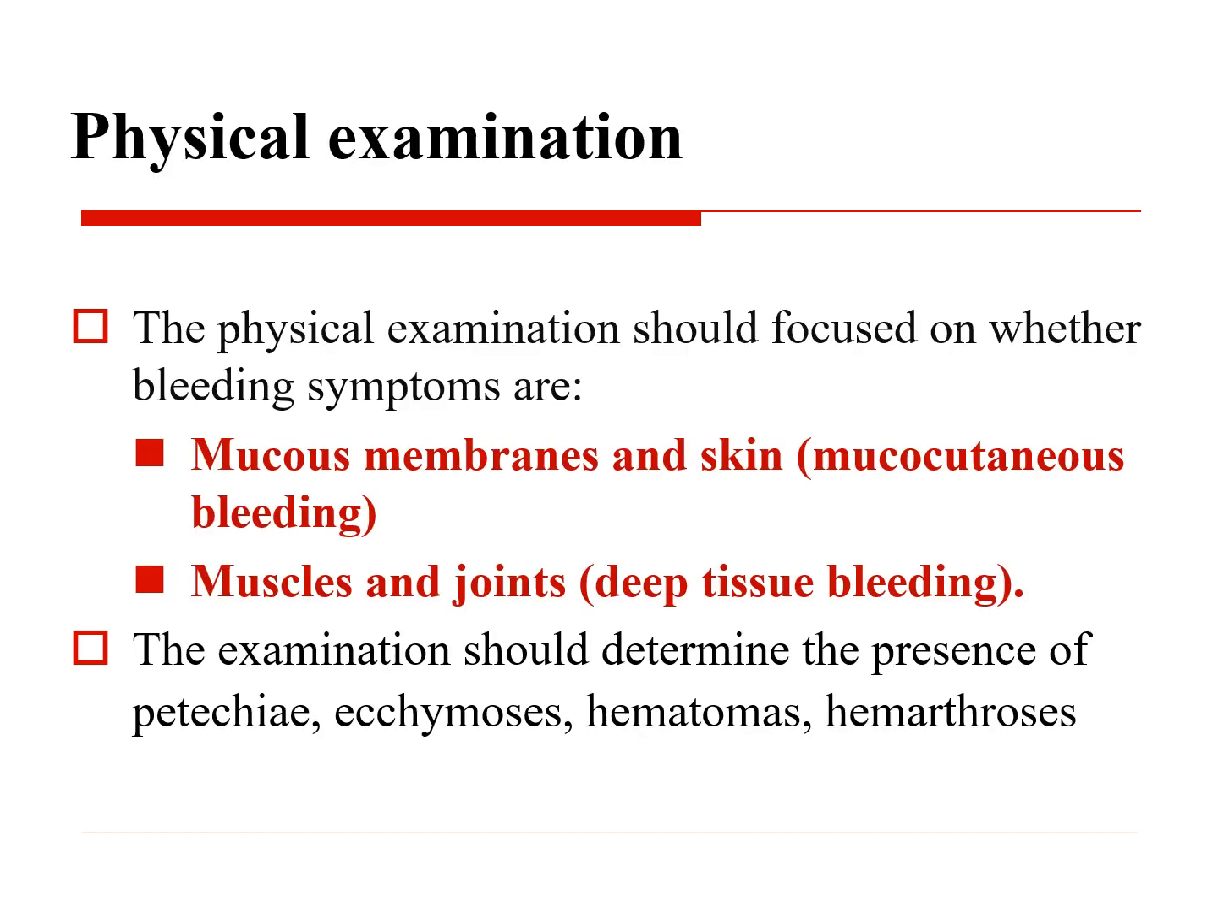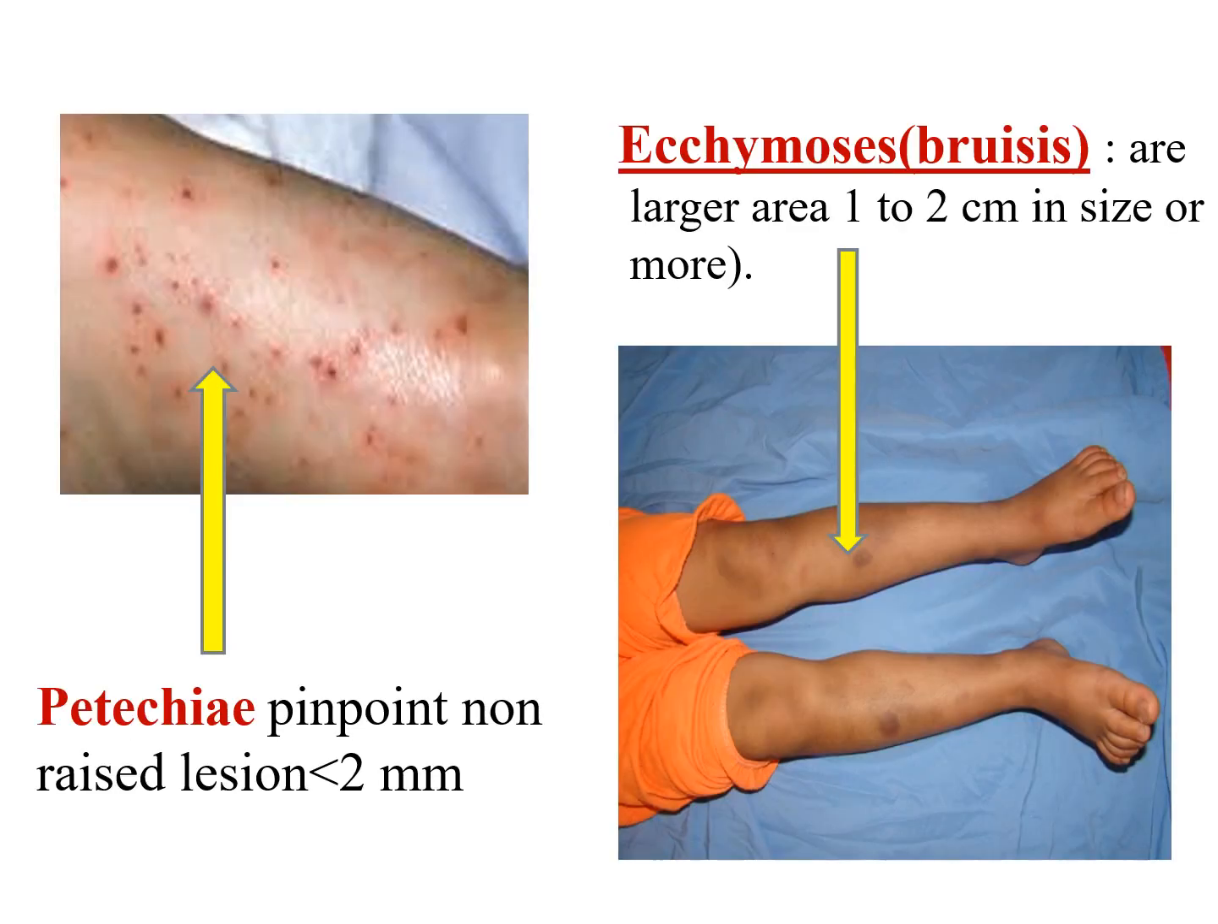Second is physical examination. The physical examination should focus on whether the bleeding symptoms are mucous membrane and skin, that is mucocutaneous bleeding, or deep tissue bleeding, muscle and joint bleeding. The examination should also determine the presence of petechiae, ecchymosis, hematomas, and hemarthrosis. And what do these conditions mean?